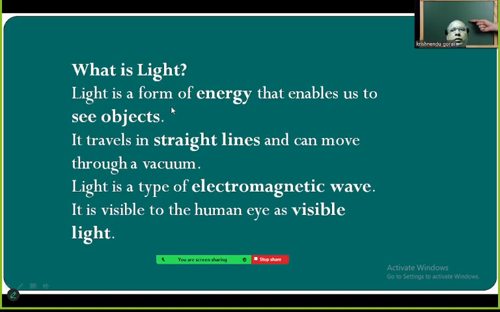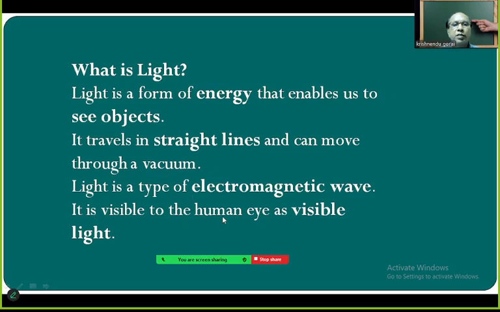Hello everyone. Today we shall discuss this chapter that is about light. The first question is, what is light? Light is a form of energy that enables us to see objects. It travels in straight lines and can move through a vacuum. Light is a type of electromagnetic wave.